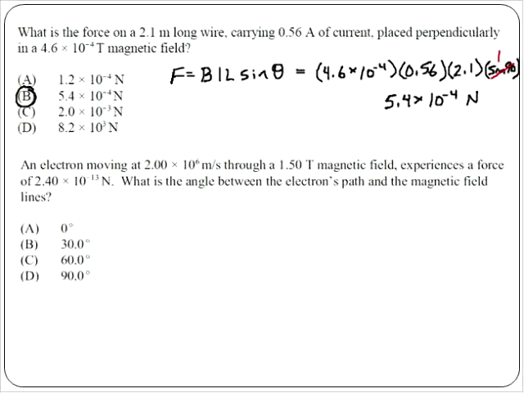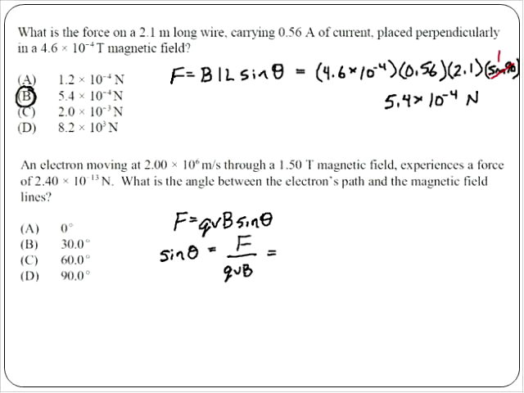Okay, done. The next one is a single moving charge. It's an electron, so it's F equals QVB sine theta. And this time it actually asks us to find the angle. So we need to rearrange this equation for the angle. Sine theta equals F over QVB.